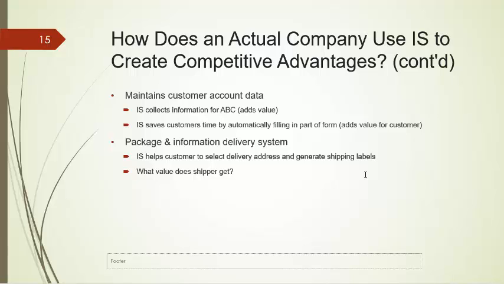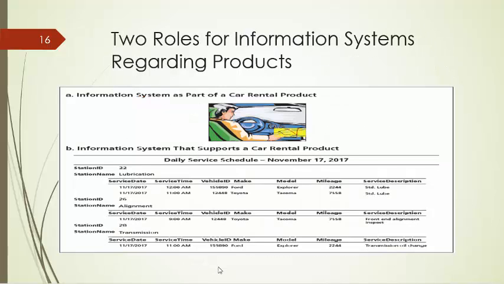What I've got on the screen now is an example of how information systems could be used to support a product. And so here, this is a car rental product. Notice that if you're keeping track of all this information, then when you produce a report, you can see where the car has been, what kind of service description it's gotten, what kind of mileage it has, and so on. And so you can also track your cars and provide that information.